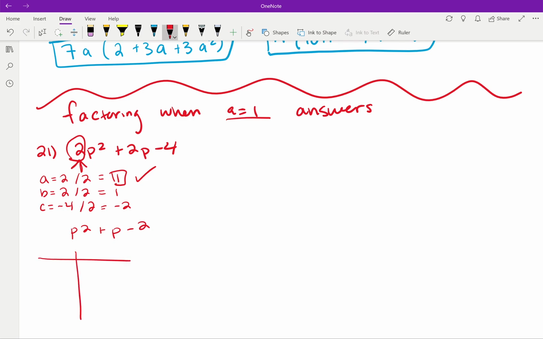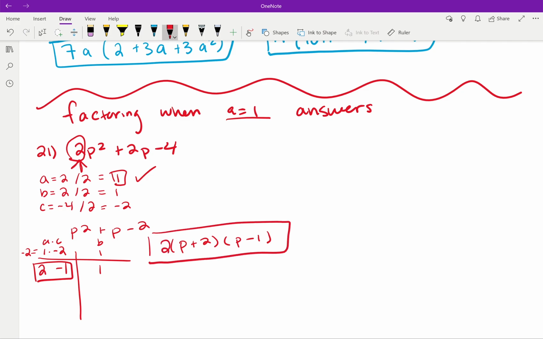So I need two numbers that multiply to a times c, which is 1 times negative 2, and add to b, which is 1. So two numbers that multiply to negative 2 but add to 1 would be 2 and negative 1. Because 2 times negative 1 is negative 2, and 2 plus negative 1 is 1. So that means my answer is p plus 2, p minus 1, and then I put my GCF of 2 in the front. So that's my first answer.